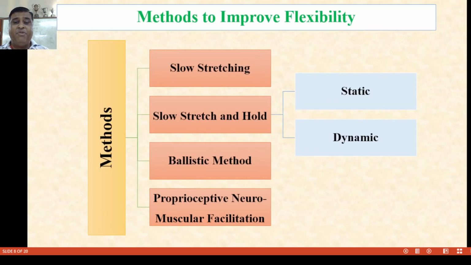Now the methods to improve flexibility are the slow stretch, the slow stretch and hold, that is static and dynamic, ballistic methods, and last is PNF, that is proprioceptive neuromuscular facilitation.